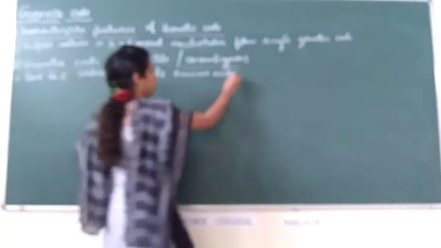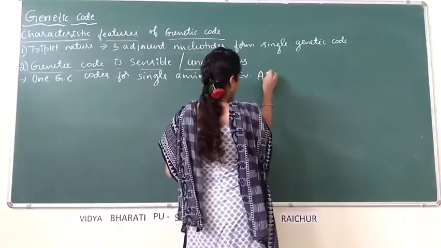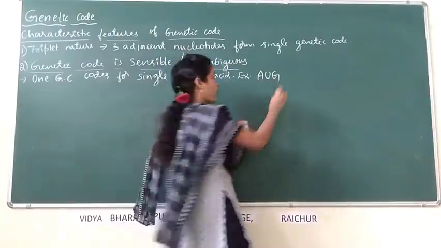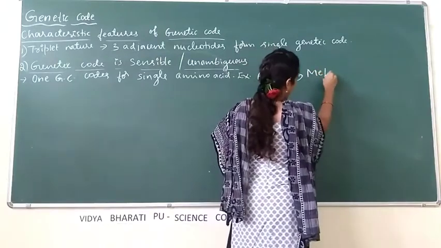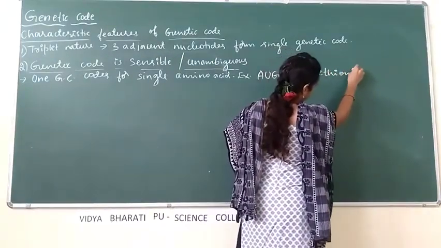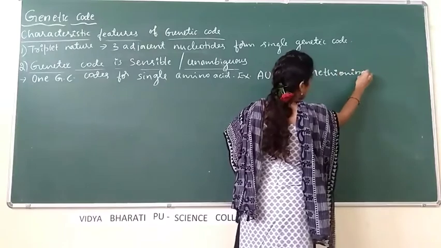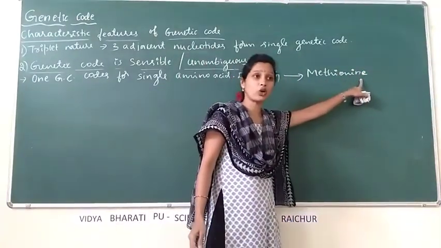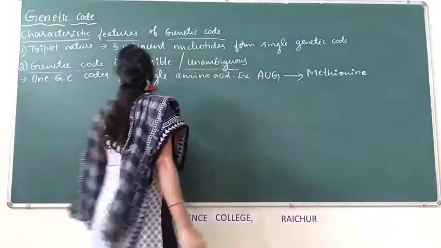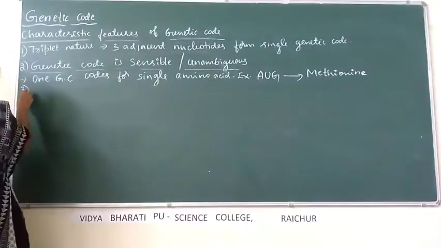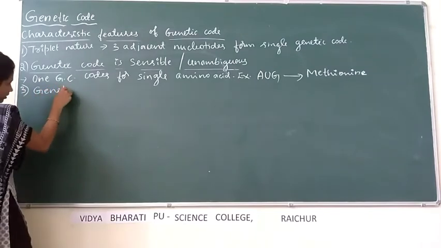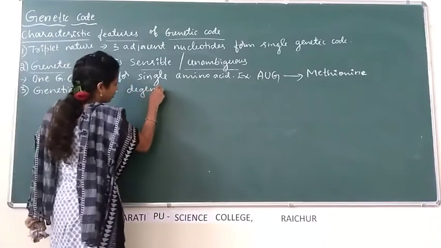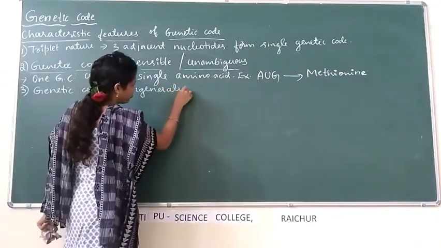For example, AUG is the genetic code which always codes for the amino acid methionine. Then the third one, genetic code is degenerative.